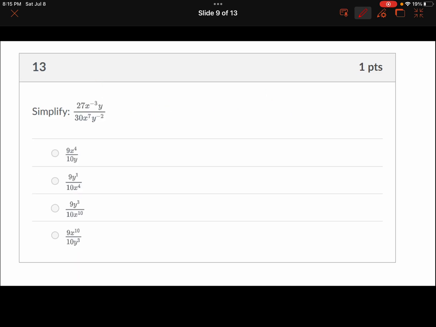When you go to 13 in that assignment, you're going to take care of these numbers first. Now, 27 over 30 does not simplify nice and neat, but 27 over 30 does have factors of 3. So 3 goes into 27 9 times, and 3 goes into 30 10 times. So I'm going to have 9 over 10.